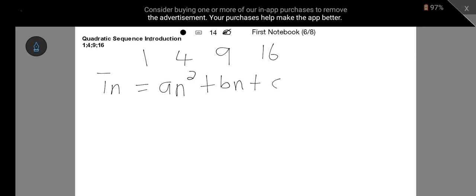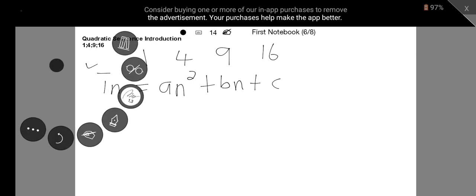An examiner can say the general term, he can say the nth term, or he can say the defining formula. They all mean the same thing. This means Tn, the nth term of a quadratic sequence. You can say the general term, or you can say the defining equation or formula. So in this video, I'm going to be using the simultaneous method. What you have to do here is to look for the second differences. Let's do it.